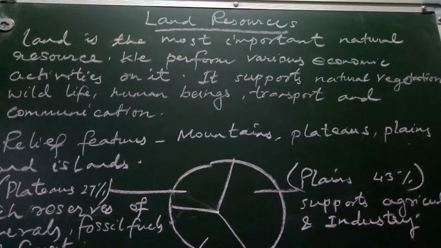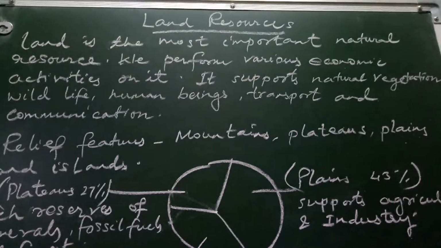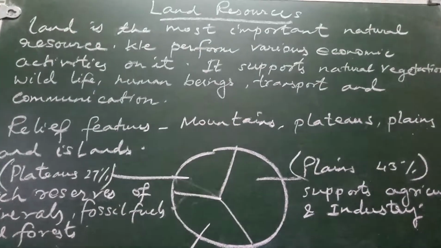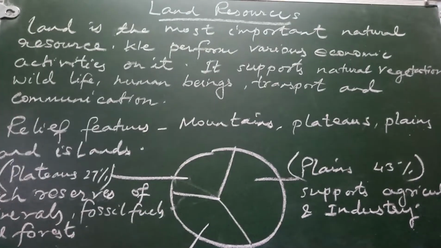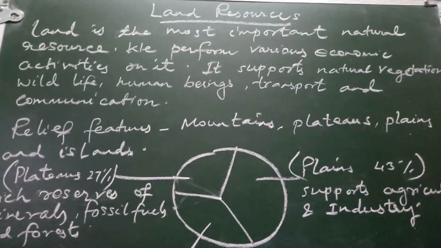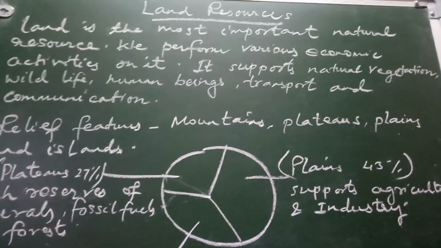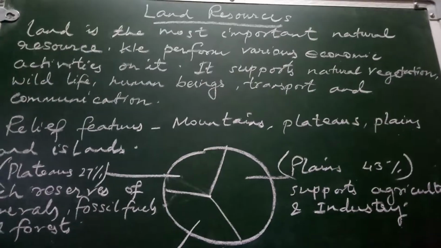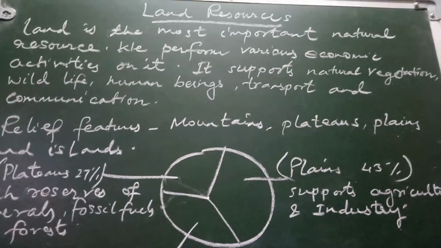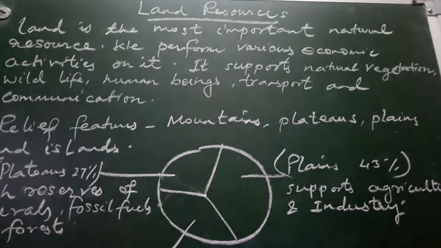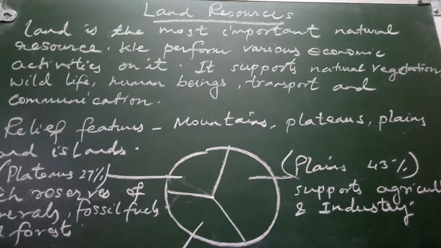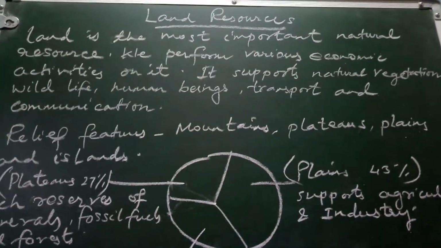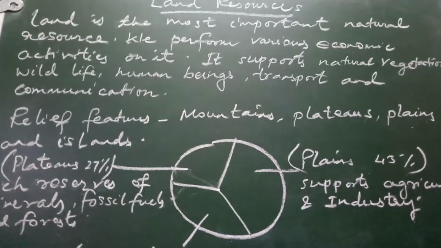In this video, we will be discussing land resource. Land is the most important natural resource, and we perform various economic activities on it. For example, it supports natural vegetation, wildlife, human beings, transport and communication. It provides food, it supports agriculture, etc.